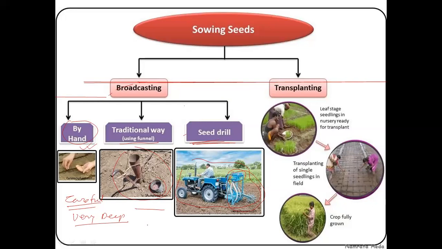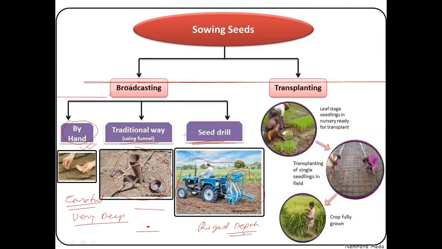If this is a piece of land, and if I put the seed here, what will happen? The air and the sunlight and other things will not reach this seed, and it will not germinate properly. So we need to sow the seed at adequate depth. This seed drill puts the seed exactly at the right depth. Getting it?